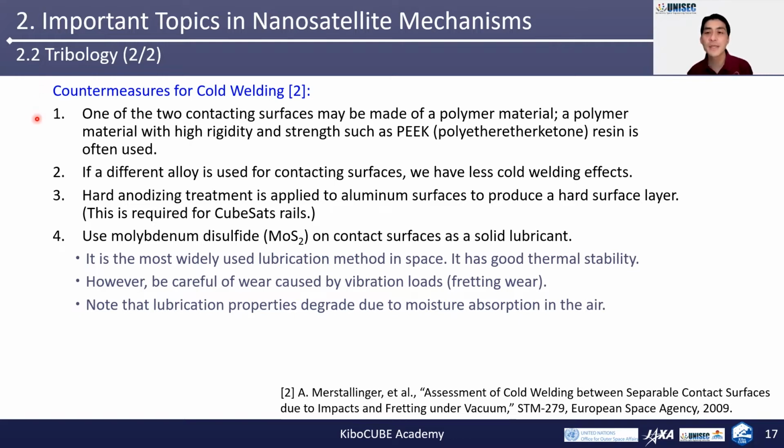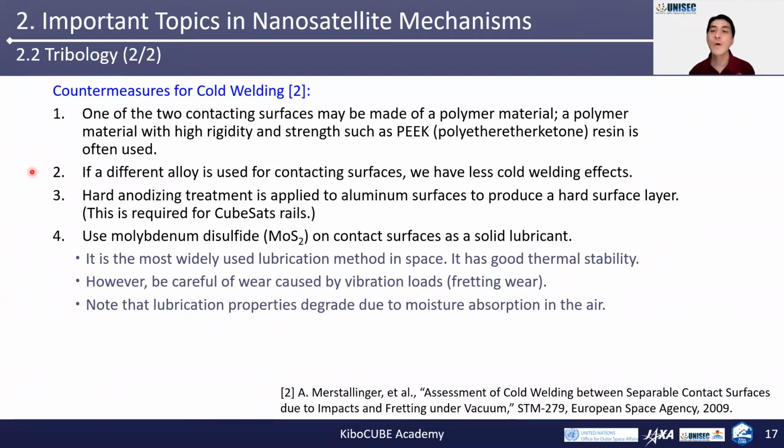First, metal and metal contact causes cold welding. Thus, one of the 2 contacting surfaces may be made of a polymer material. For this purpose, a polymer material with high rigidity and strength, such as PEEK resin, is often used.